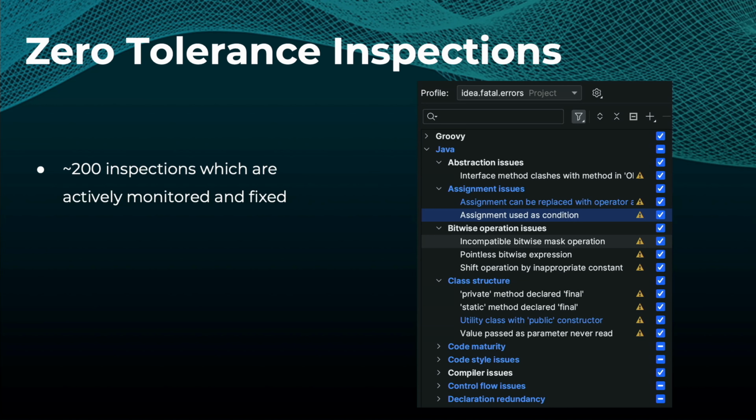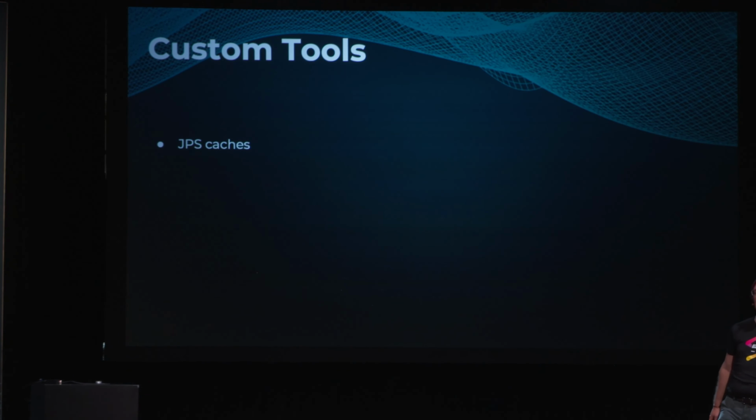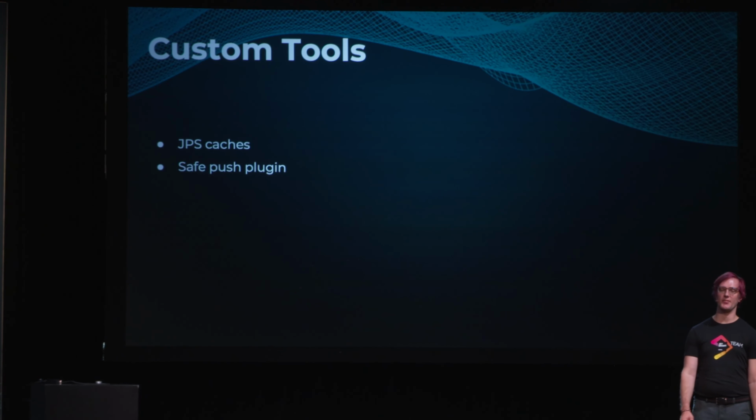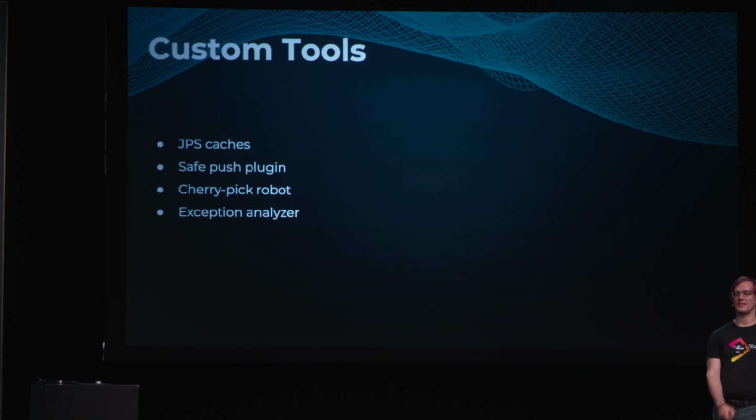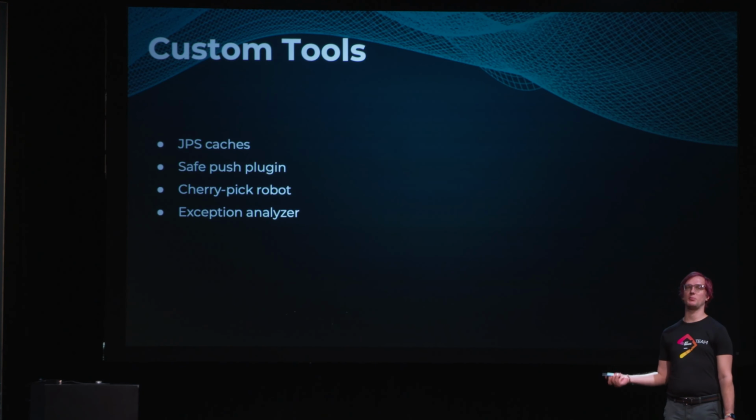We use TeamCity for test and release automation. We use YouTrack for issue tracking, and we use Toolbox Enterprise to manage the IDEs installed on the developers' machines and their plugins and settings. And we have built a number of custom tools such as JPS caches, Safe Push plugin, Cherry Pick Robot, and Exception Analyzer that automate some parts of the workflow that are specific to our environment. Which of those can you apply?